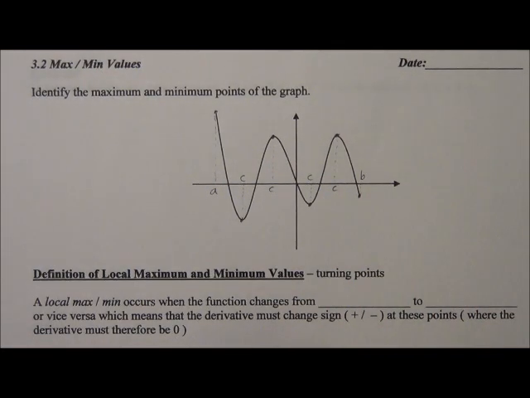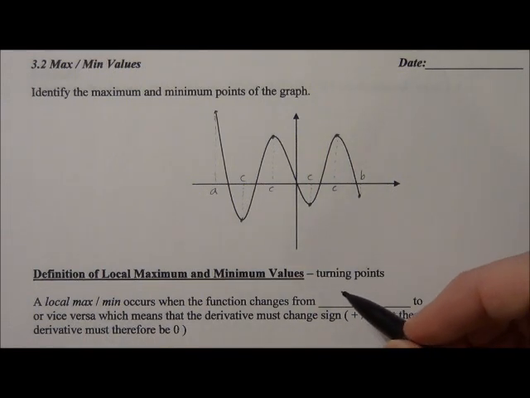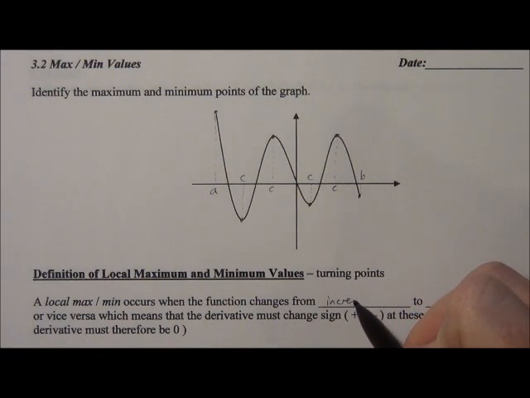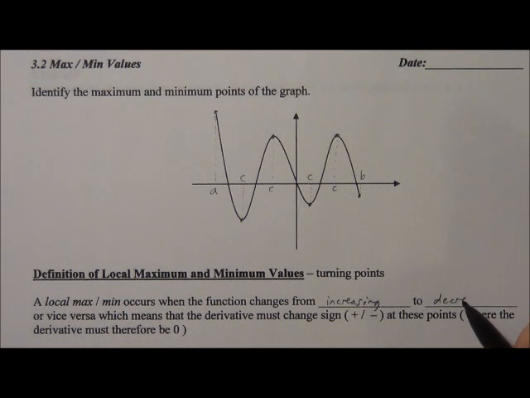So if we want to define local maximum and minimum values, or turning points, it follows a little like this. A local maximum or minimum occurs when the function changes from increasing to decreasing, or vice versa, which means that the derivative must change sign from positive to negative at these points, where of course at these points the derivative must be 0.